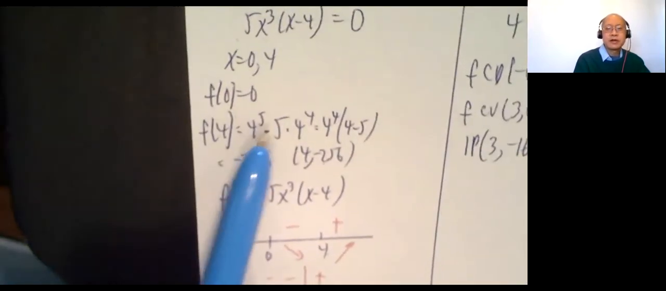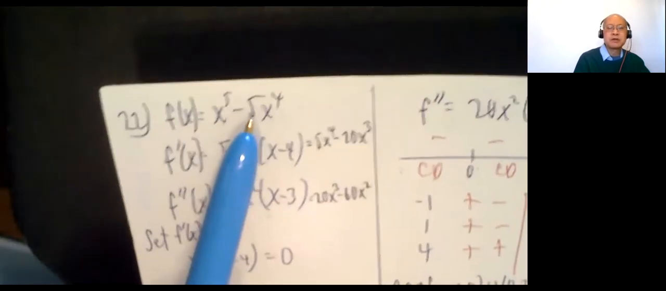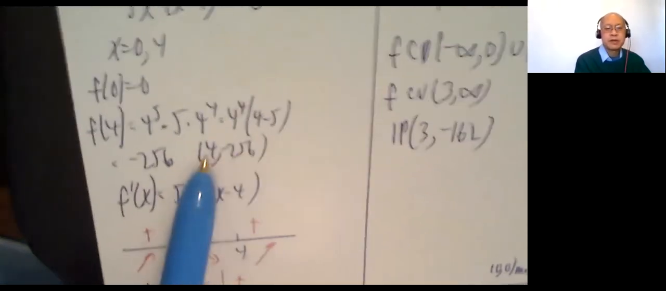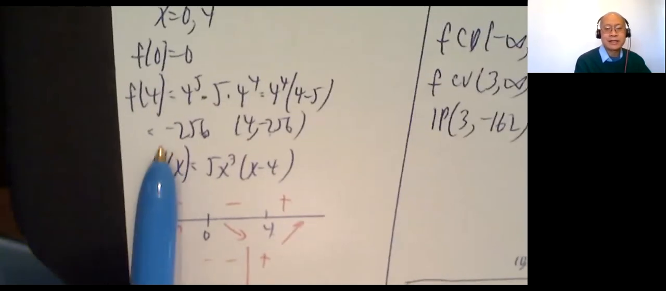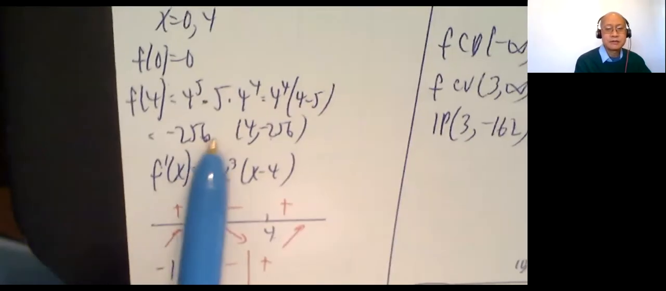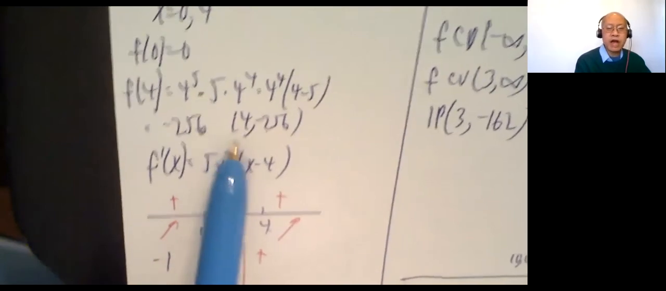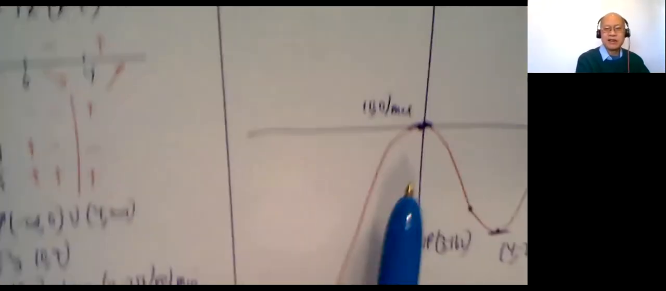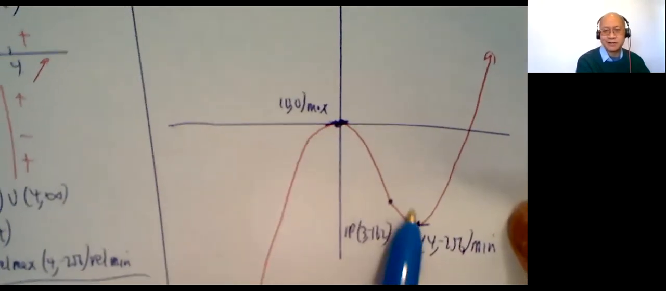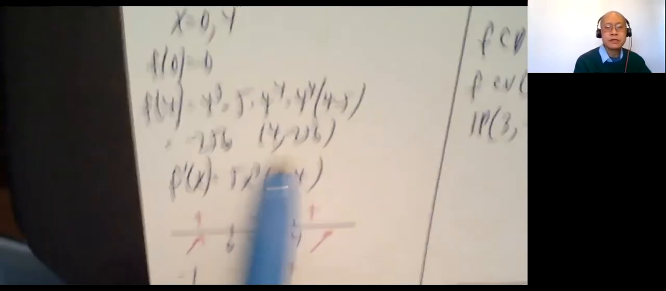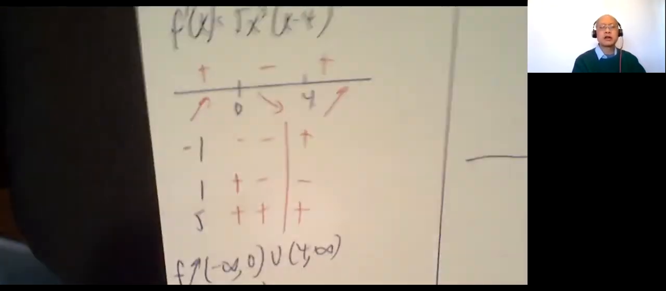Plug in 4, you get 4 to the 5th minus 5 times 4 to the 4th. You can punch all that out. Take my word for it, I guess it's negative 256. Now, certainly when we graph it, we're just going to plot it down. No one wants to count 1, 2, 3, 4, 5 all the way down to negative 256. So just generally put it where it belongs. 4 comma negative 256.